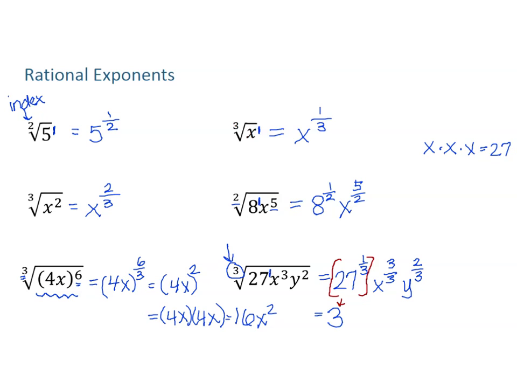Now let's look at the next part. We've got x to the 3/3. So 3/3 can be simplified because it's x to the 1st, right? 3/3 is 1, so I would just get x. And then y to the 2/3, there's nothing really we can do with that, so we're done. Okay, so remember, we're just taking that inside exponent, and that becomes the top. The outside index number becomes the bottom.